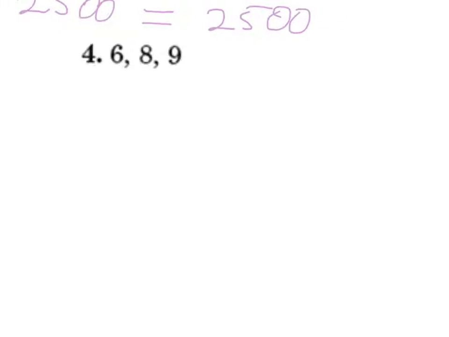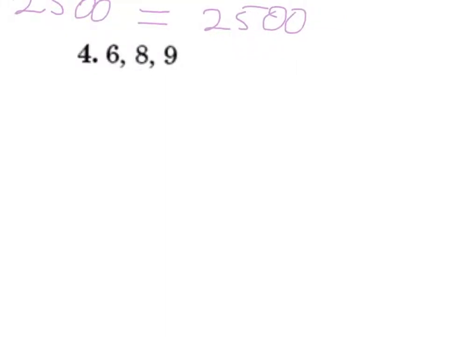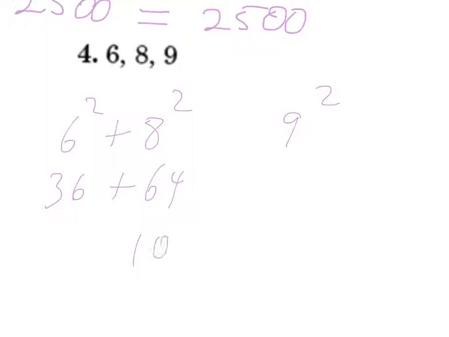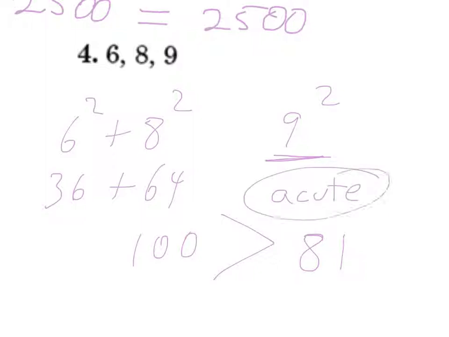All right, number 4, a little easier number to work with. 6 squared plus 8 squared, and then we've got 9 squared. 36 plus 64, which is 100. And then we've got 9 squared, which is 81. Notice the hypotenuse squared is less than a squared plus b squared. It's going to be acute. That triangle is acute.